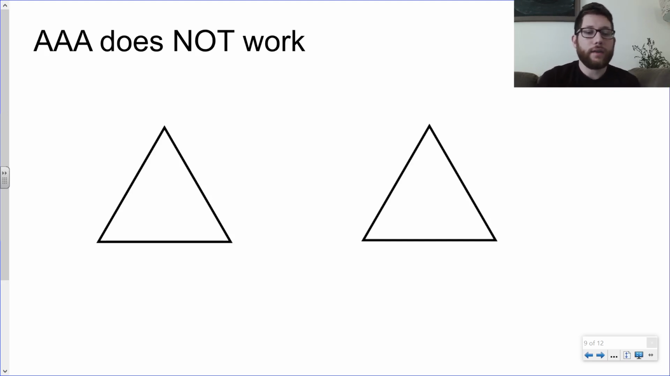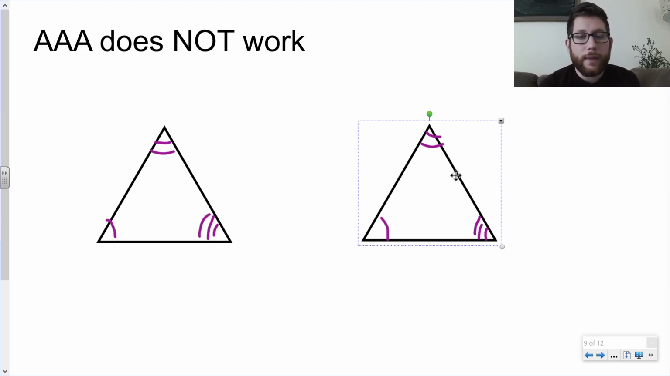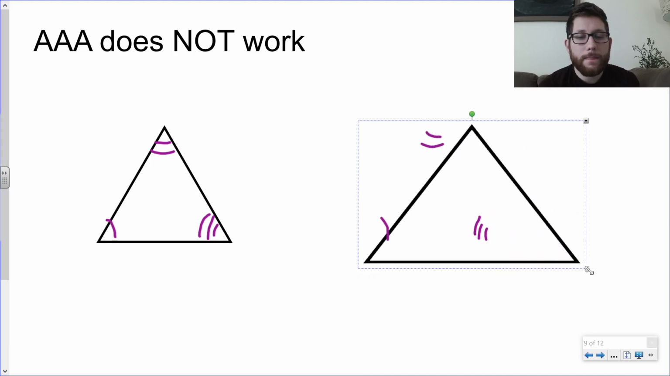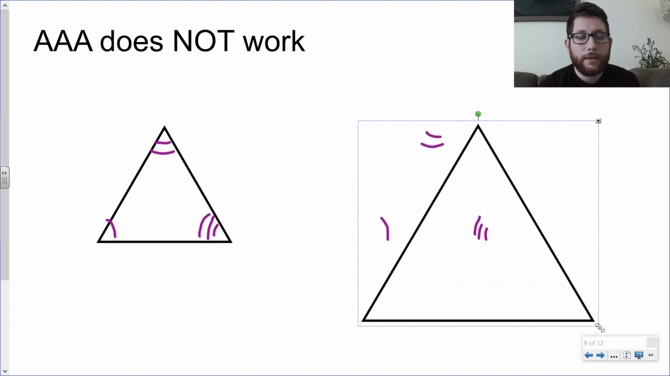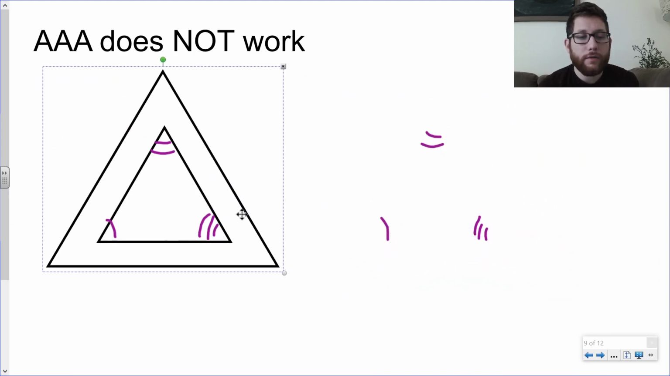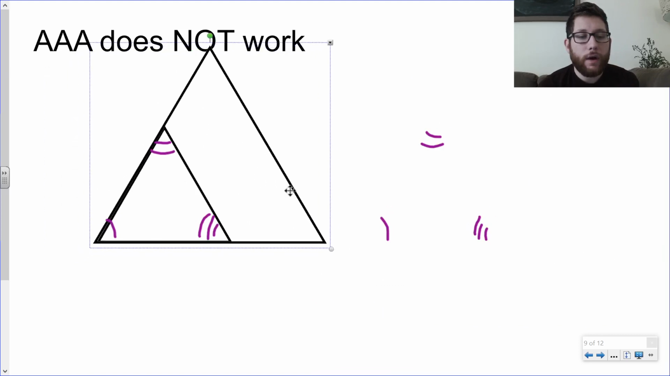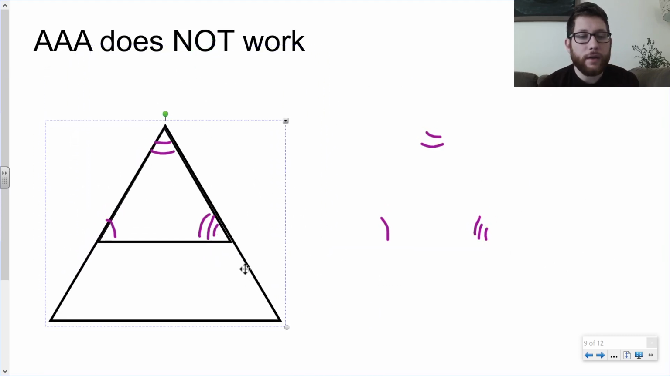Angle, angle, angle does not work. So, you know, if I had equal angles here, and then here, and then here. See if you can figure out why angle, angle, angle doesn't work. So if you think about it, I could keep all my angles the same size and just make my triangle bigger, right? Like all these angles can match up with the other angles.